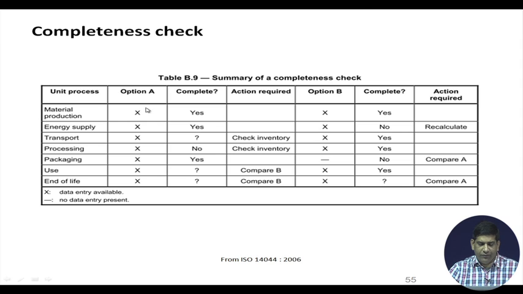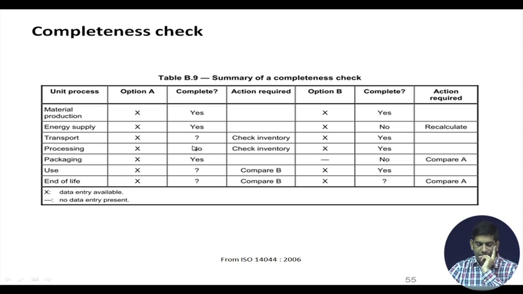So in option A, for all these unit processes, like material, energy supply, transport, processing, and end of life, you have the data entries available. Then you do the completeness check and find that it is complete for material production and energy supply, not sure about transport, not complete for processing, complete for packaging, and not sure about use and end of life. So that's where the data is complete or not. We are not sure about that.